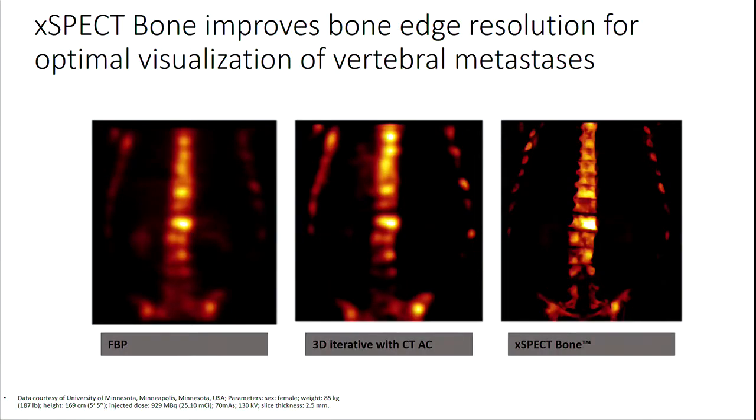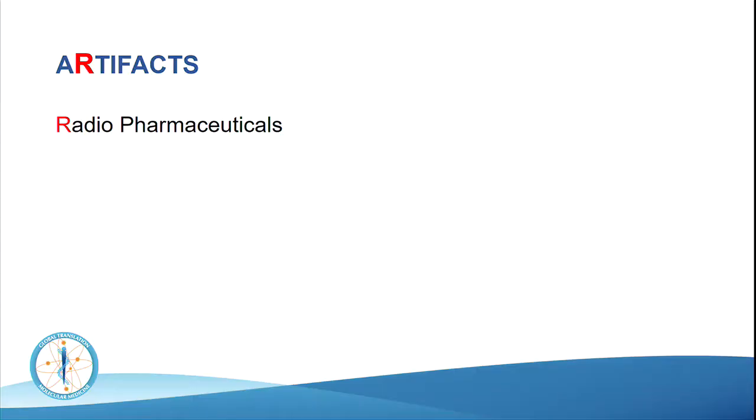Then you can see these are the images from the conventional attenuation correction compared to xSPECT. You can see that the borders of these organs have been significantly demarcated.